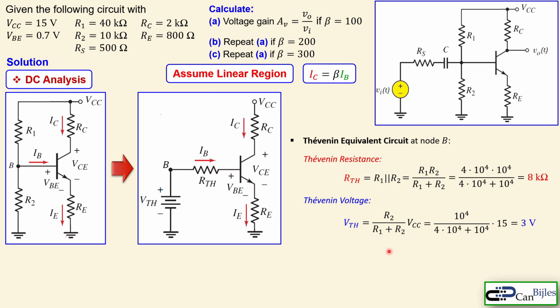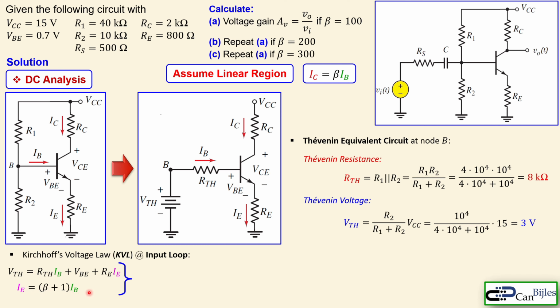These are important parameters because now we can use this circuit having these two values to calculate IB and the rest of the parameters. Kirchhoff's voltage law at the input loop, this one, allows us to write VTH equal to RTH times IB, plus VBE, plus RE times IE. But we know that the emitter current is given by beta plus 1 times the base current. So we can substitute this emitter current in here, and we have this equation.